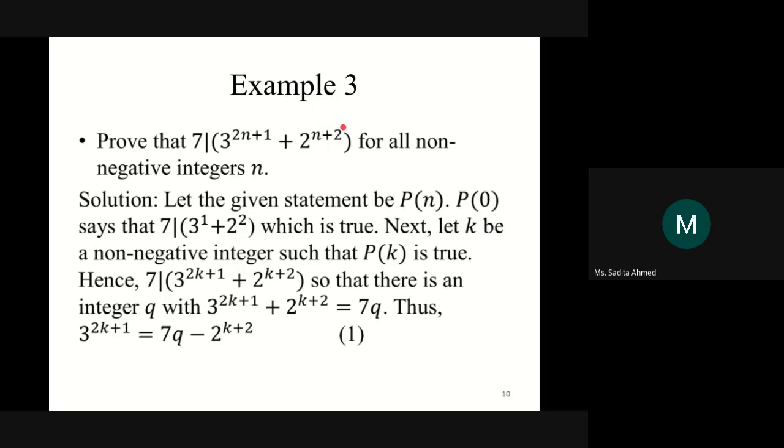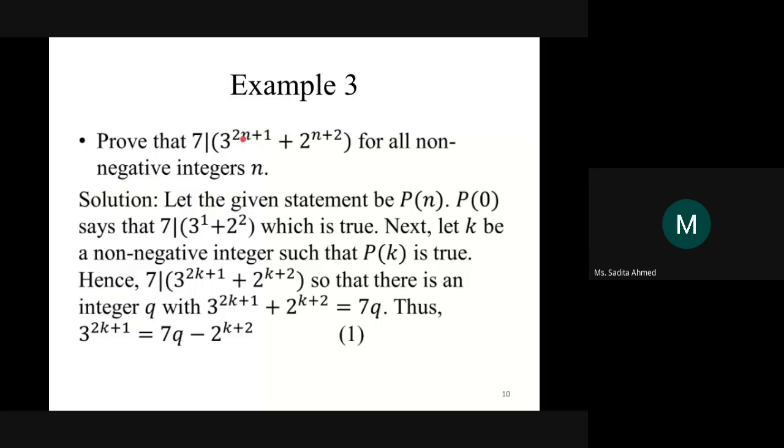All right. So basically, to prove pk plus 1, we have to show that 7 divides 3 to the power of 2k plus 3 plus 2 to the power of k plus 3. Right? Does it make sense, guys? Yes, ma'am. So for pk plus 1, n will be replaced by what? n will be replaced by k plus 1.